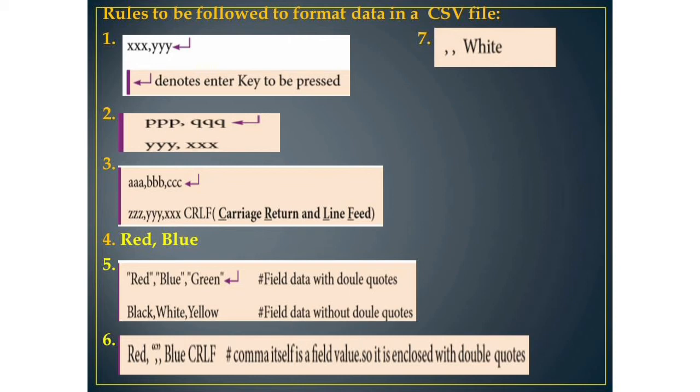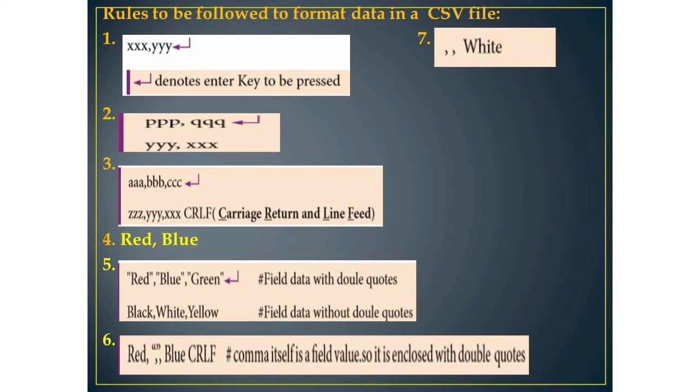The fourth one is, within the header and each record, there may be 1 or more fields separated by commas. Spaces are considered part of the field and should not be ignored. The last field in the records must not be followed by a comma. For example, red comma, blue.